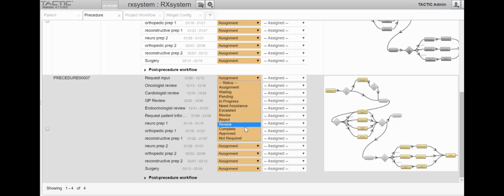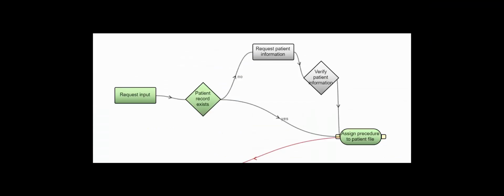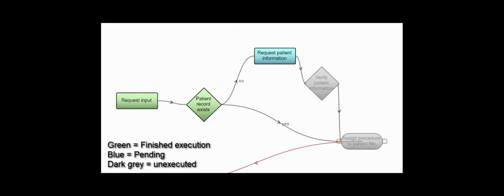First, I mark the data input task complete, and the first decision is made, which checks if the patient is already in the system. If a patient is in the system, the patient input task is not required. If the patient is not in the system, the patient input task receives the pending message.